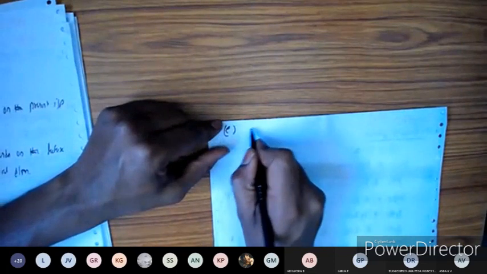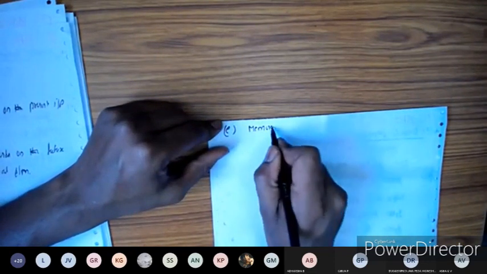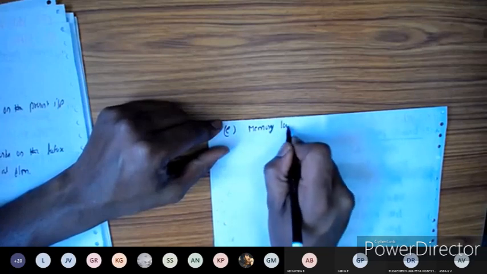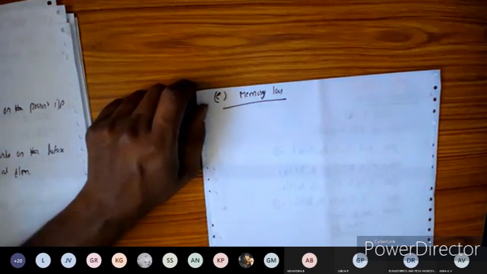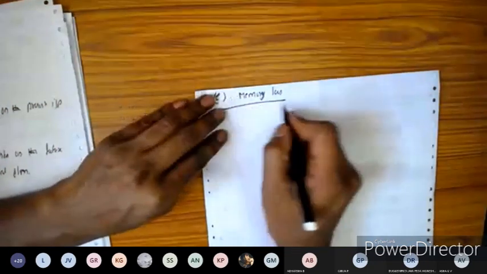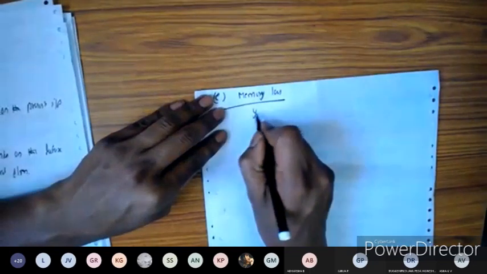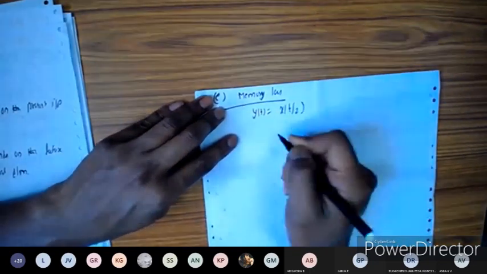Next one is called memoryless or memory. You can take either one, property name. Fine. So now the given system is y of t is equal to x of t by 2.